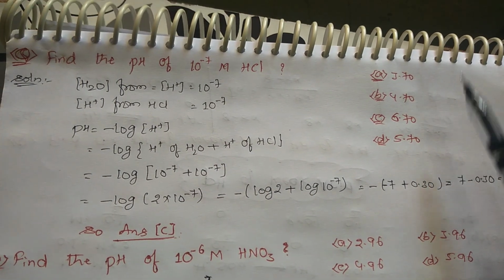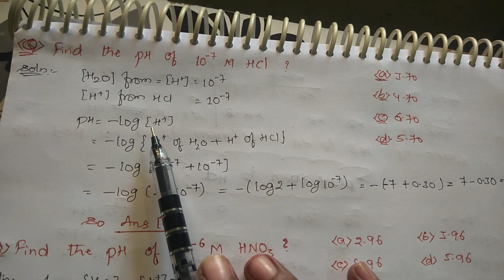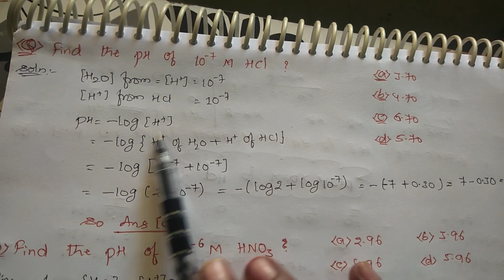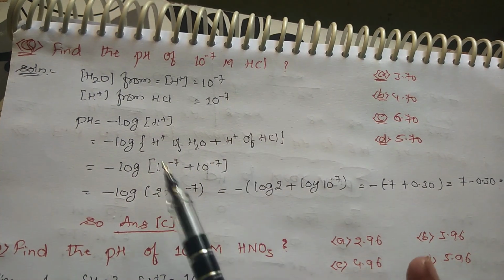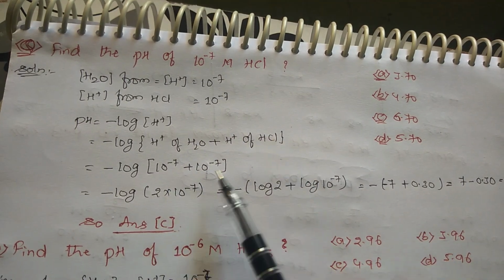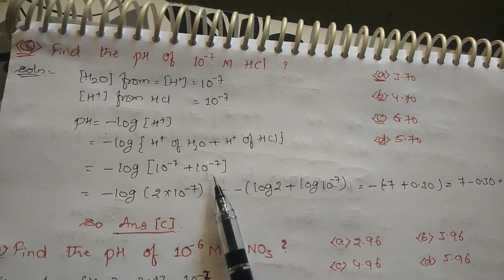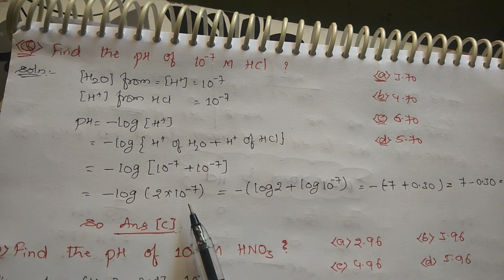Pause the video and you solve that. I am going to solve the answer, 1, 2, 3. So pH is equal to negative logarithm of H plus ions concentration, negative logarithm of H plus from water plus H plus from HCl. So H plus from water, how much? 10 power minus 7. HCl is also 10 power minus 7. If you take 10 power minus 7, it becomes 1 plus 1, so it becomes 2 into 10 power minus 7.